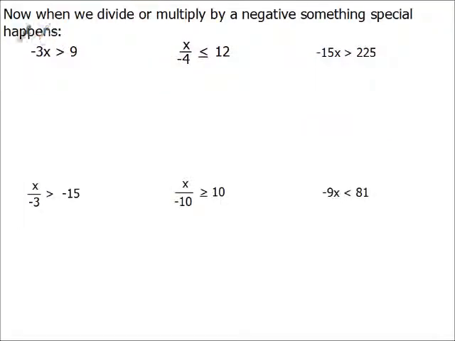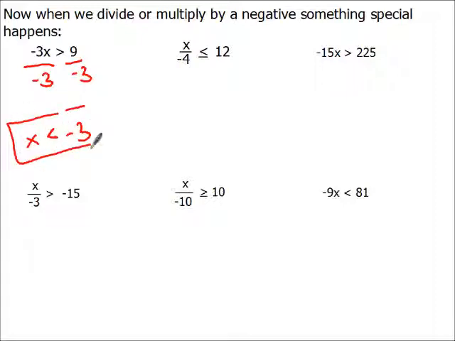Alright, so let's look at this. I'm going to show you a couple of these, and we're going to see if we can figure out what happens here. It means multiply when they're next to each other, so we're going to divide. Now when I do this, 9 divided by negative 3 gives me negative 3, but my answer is now going to be x is less than or equal to negative 3. Over here, I'm going to multiply by negative 4, so I get x is greater than or equal to negative 48.